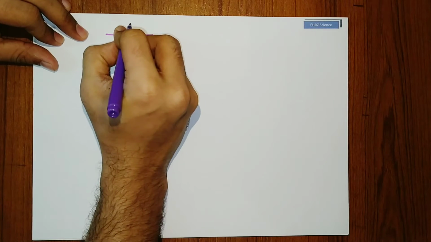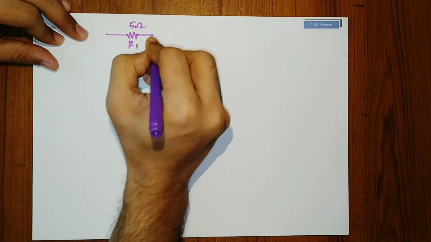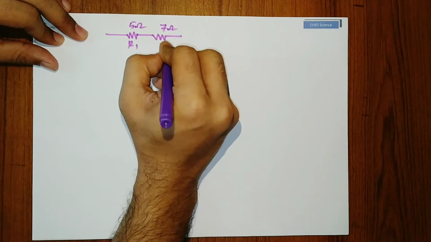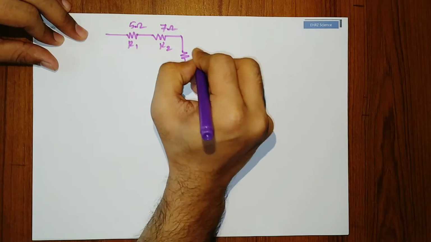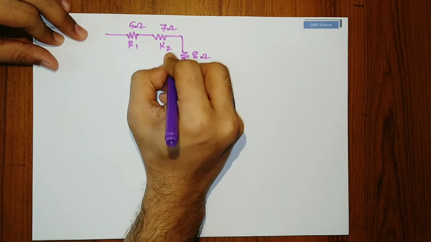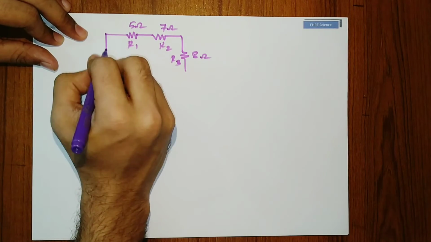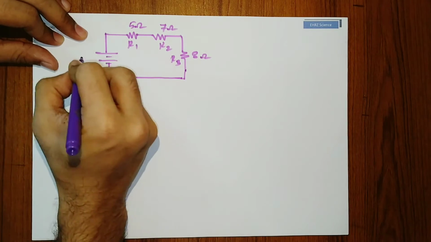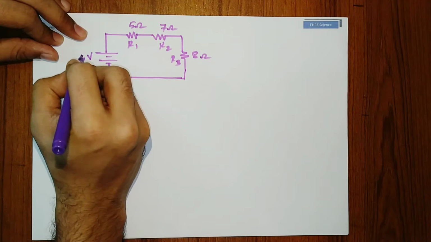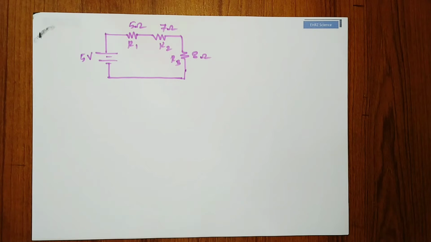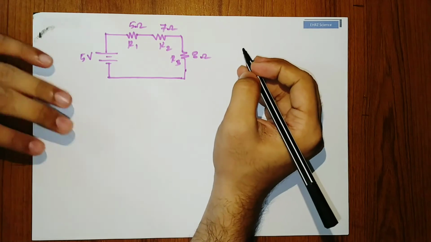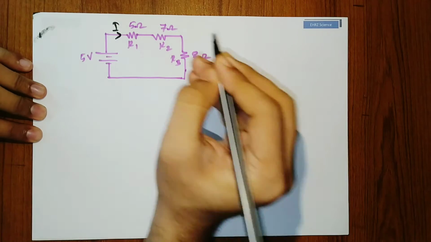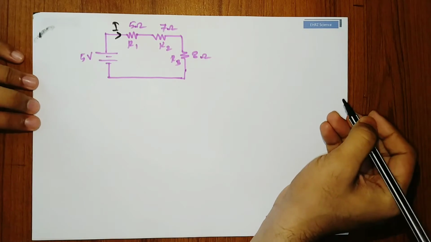Say this is a 5 ohm R1 resistor, this is a 7 ohm R2 resistor, and this is an 8 ohm R3 resistor. This is a 5 volt voltage source. Now, if we are asked to calculate the current flowing through the circuit, we can find it easily.